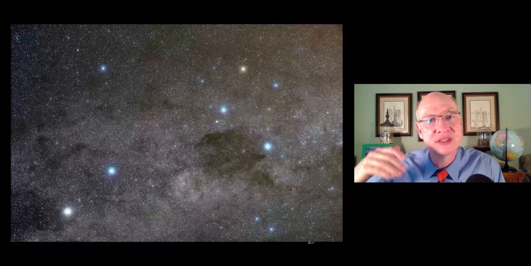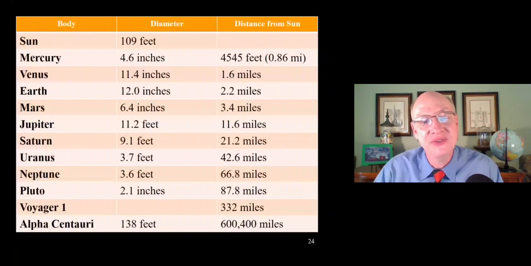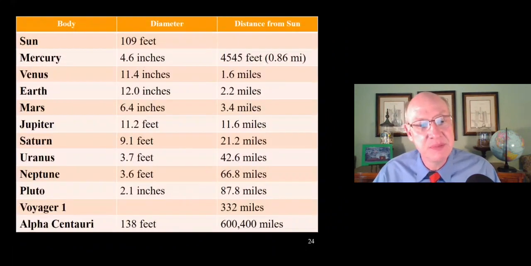But on our scale model, what's the distance to Alpha Centauri? In our scale model where the Earth is that globe back there, how far is Alpha Centauri? Well, on our scale model, where the Earth is 2.2 miles from the sun, Pluto is 88 miles from the sun, the most distant spacecraft that we've launched is 332 miles from our scale model sun. Alpha Centauri is a little bit bigger than our sun.